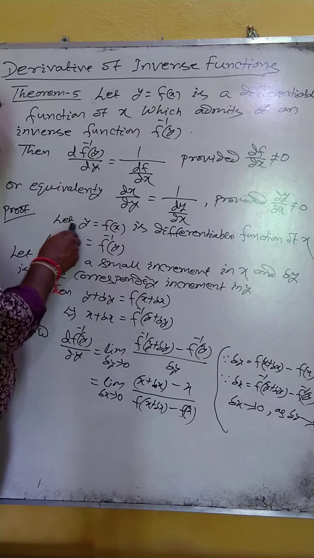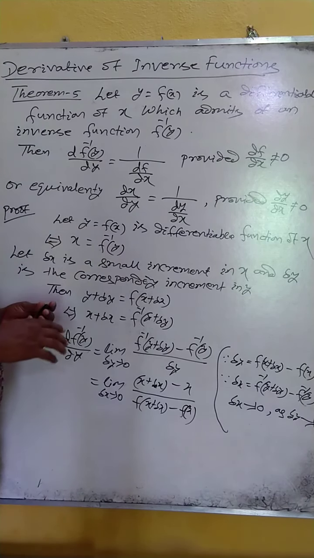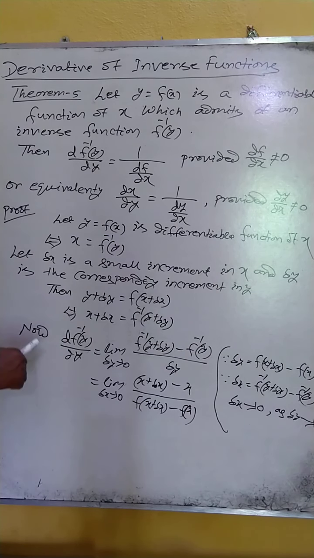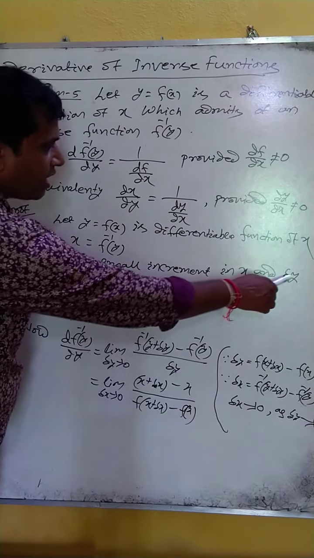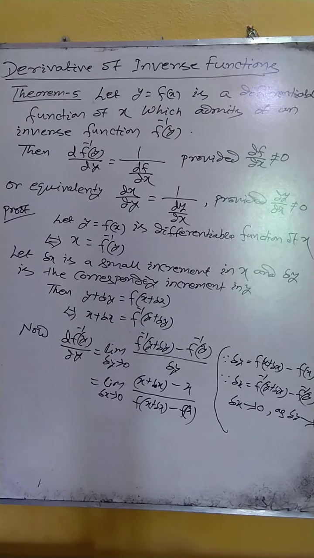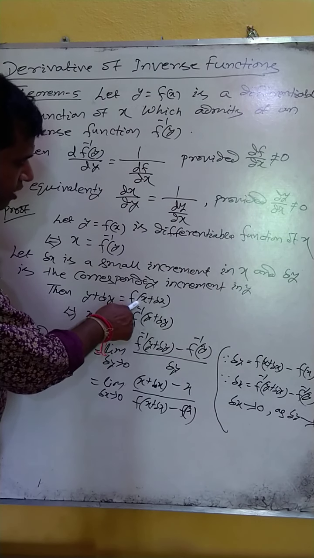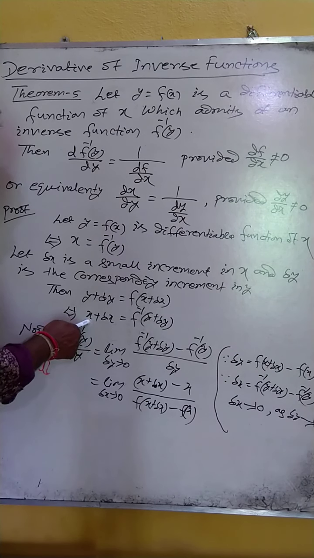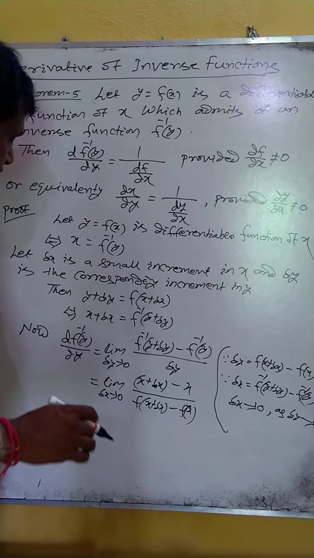Now we prove it. Let y equals f of x be a differentiable function of x. Since it admits an inverse, we can write x equals f inverse of y. Let delta x be a small increment in x and delta y the corresponding increment in y. Then y plus delta y equals f of x plus delta x, which implies and is implied by x plus delta x equals f inverse of y plus delta y.